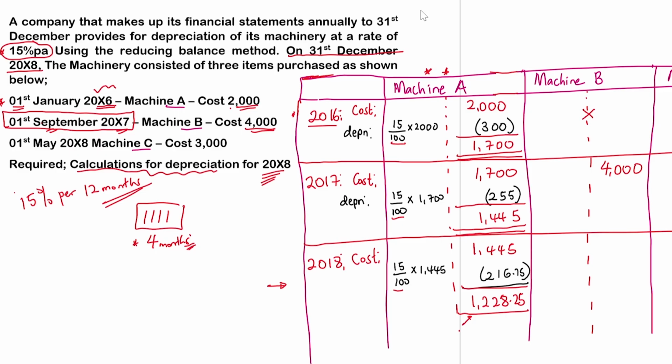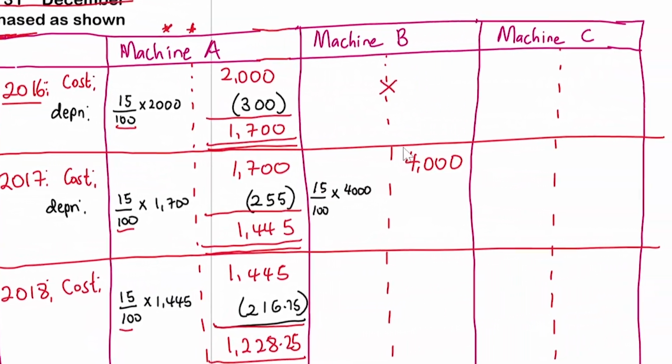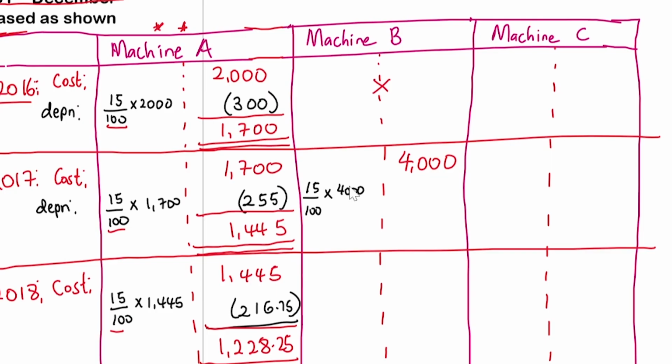So it means our calculation here for depreciation is going to be 15% of the cost, which is 4,000. But that 15% of 4,000 is depreciation for the whole year. But we know that the machine was not in existence for the entire year. It was in existence for only 4 months. So we shall multiply that by 4 months out of the 12, so times 4 over 12, and then the depreciation we get there is 200.